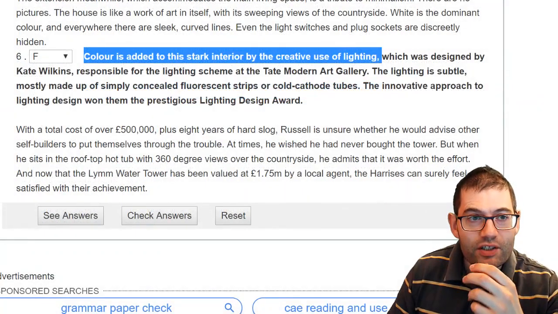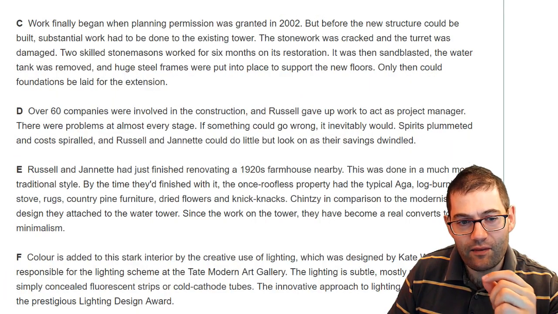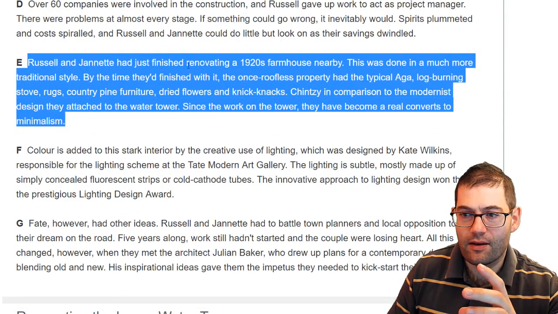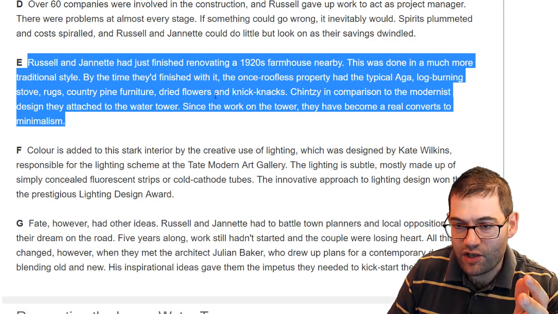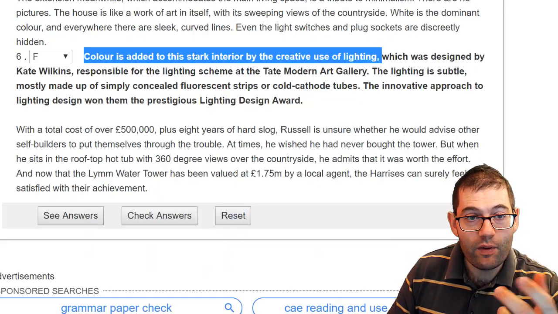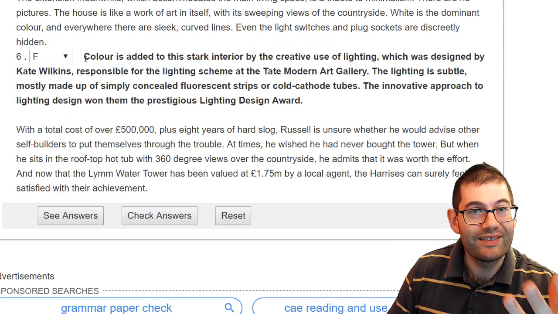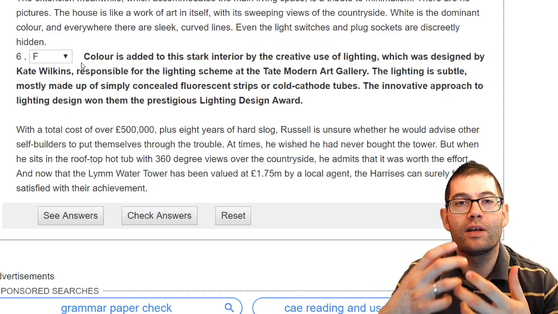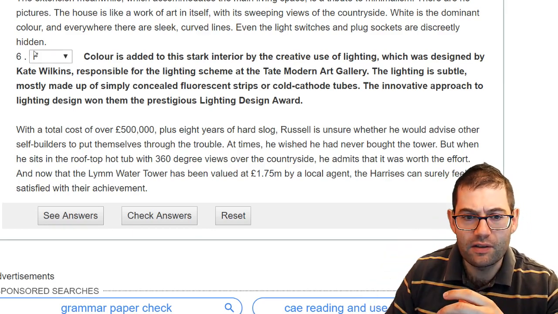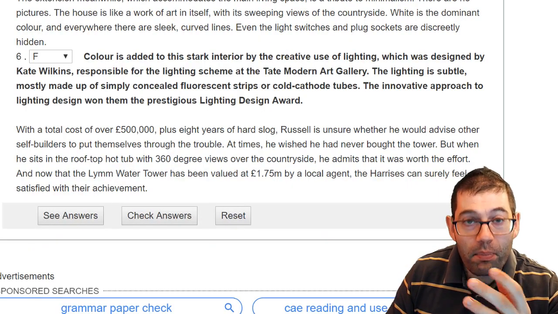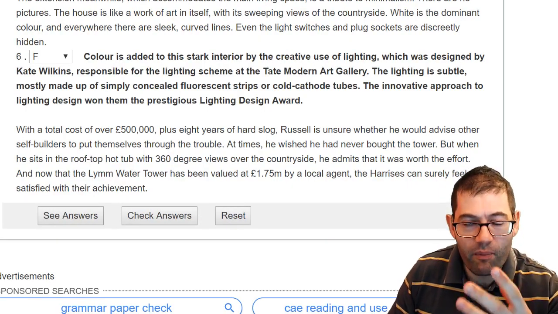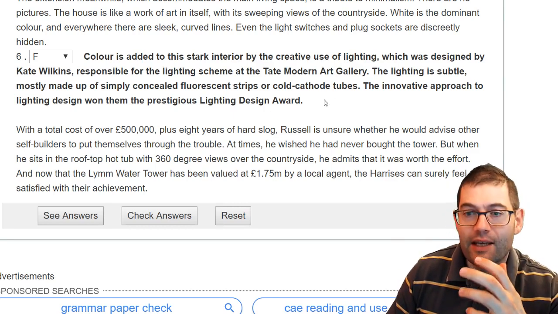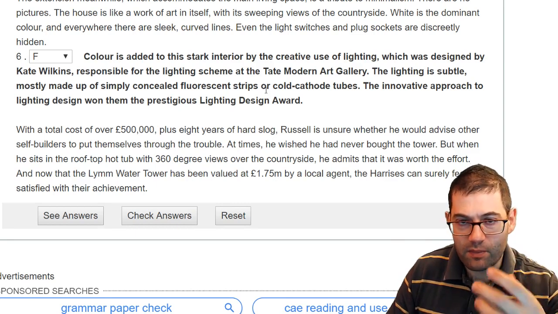So there is a link there, and certainly contextually in terms of further describing the interior of the building, this works. And certainly if we consider the other available option we have, which is E, it talks about Russell and Jeanette having just finished a 1920s farmhouse nearby, and what they had done to the farmhouse. So this paragraph, which is the only one that's left, if we were thinking about, is it going to be F, is it going to be E? Well, clearly it's not going to be E. If E had a place or was likely to have a place in this story, it would be at the beginning when it talked about Russell and Jeanette's previous activities which they had done, which might have provided some kind of background as to why they bought this tower in the first place. Certainly contextually it doesn't fit into this part of the story which talks about the building being completed and how great the building is.